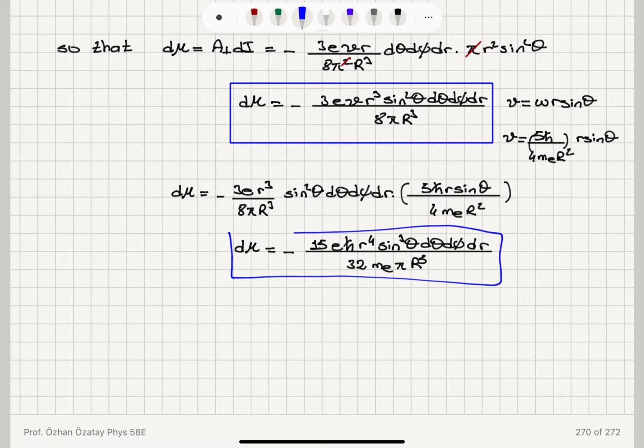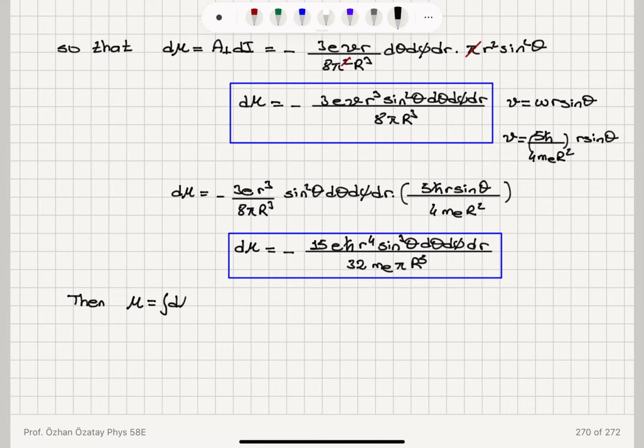So this is our infinitesimal magnetic moment. Now we can calculate the full magnetic moment by adding up the contributions from all such volume elements. So all the current loops will add up to a total magnetic moment mu, and for the integral between 0 and 2 pi d phi, this is just going to become 2 pi.